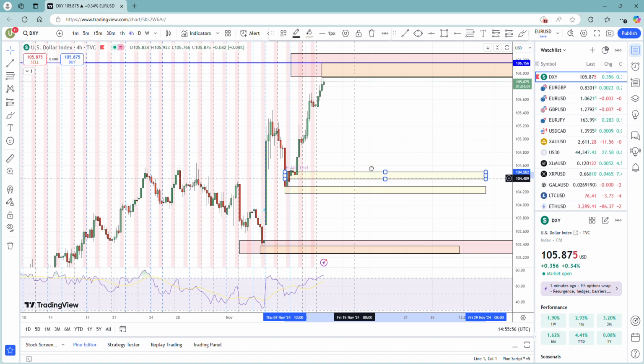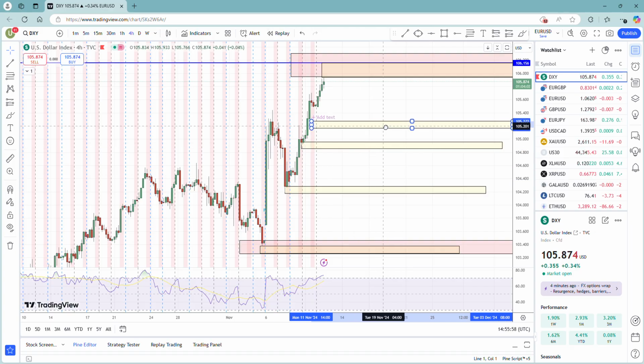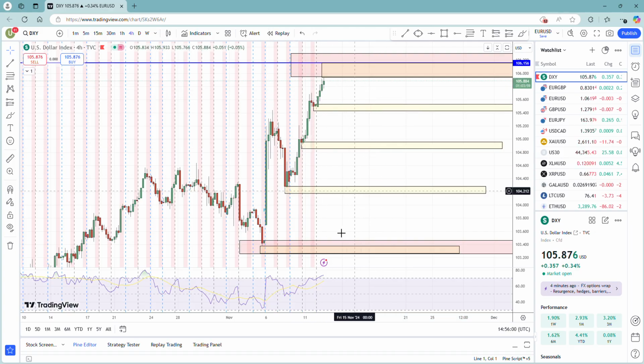So I'll just mark this, and here you go. So these are your H4 levels on your DXY. As you can see, DXY is approaching the resistance level. I expect it to reject it either later on today, or even tomorrow. It will go to this level here.